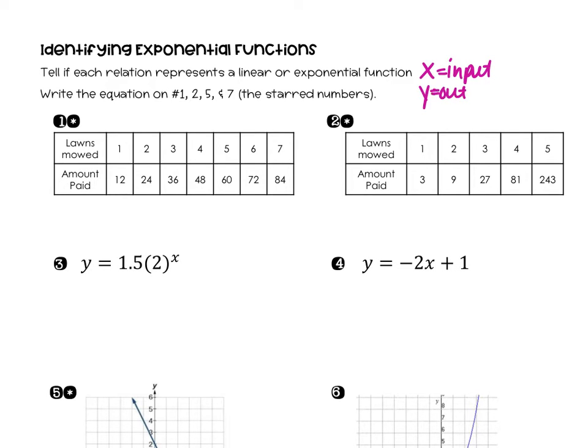So you want to think, okay, which one is affecting the y? So in this case, is the amount paid affected by how many lawns I mow, or is how many lawns mowed affected by how much I paid? Well, in this case, lawns mowed is x, because the more lawns, the more my money goes up, right? I don't get paid for lawns that I haven't mowed. All right, so I'm going to look for the pattern. X's are all going up by 1s. That's pretty typical.